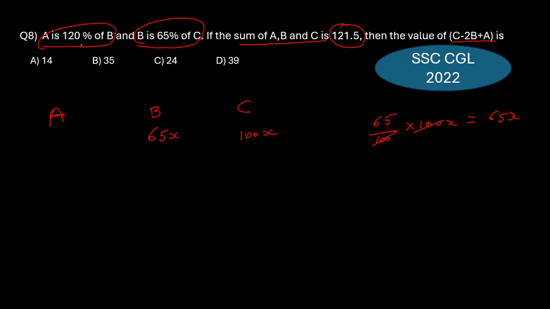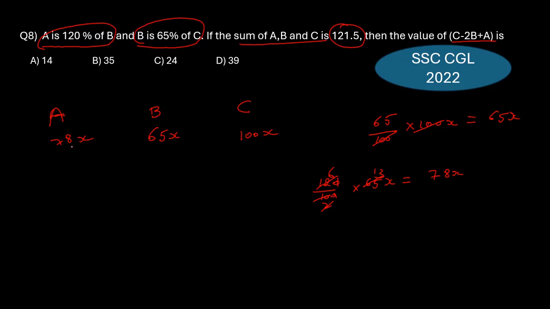And A is 120% of B. So 120% of 65x equals to, 5 2s are 13s, 2 1s are 2 6s, 13 6s are 78x. So 120% of 65x is 78x.